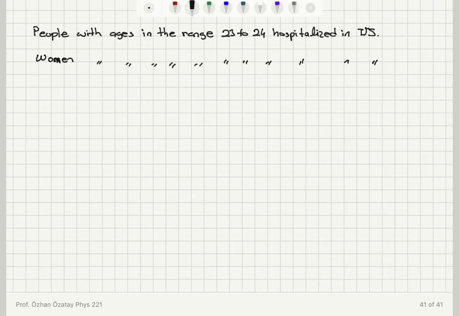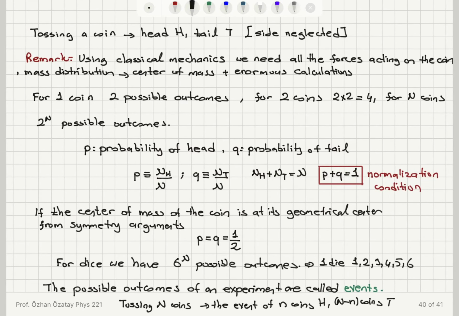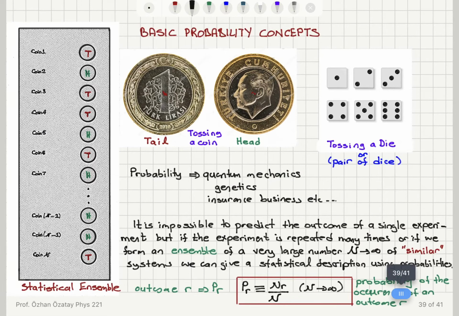So I can say out of all the women in the US, what are the chances that the ages are in the range 23 to 24, and then what are the chances that they will be hospitalized. So that would be another event for statistical purposes. Okay, so we have learned two important concepts here. One is the concept of statistical ensemble, the other one is event.